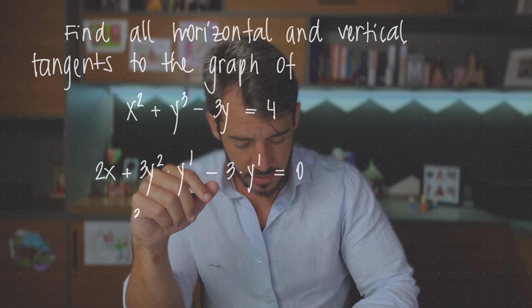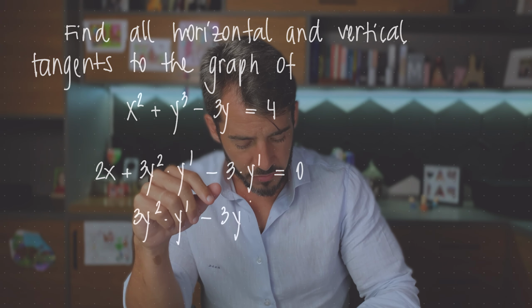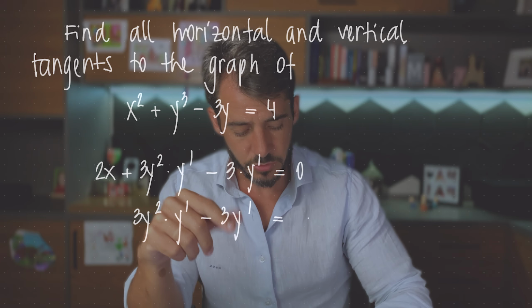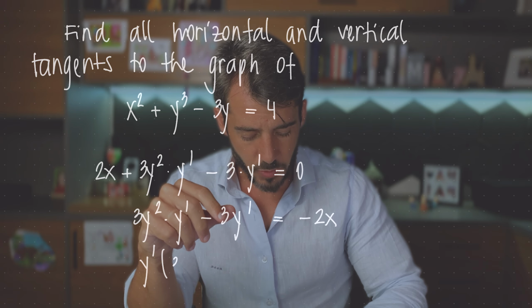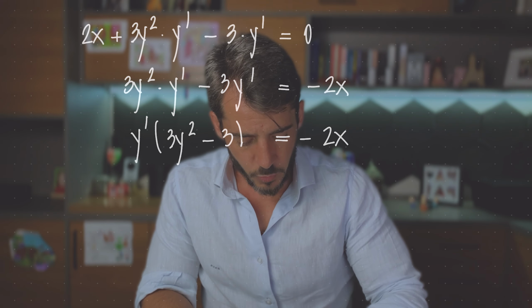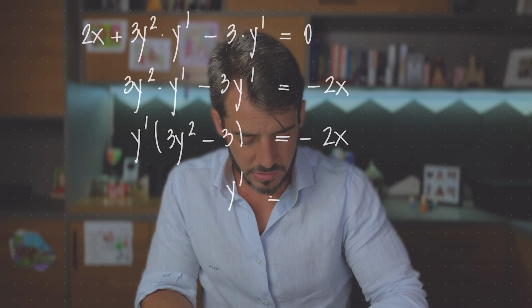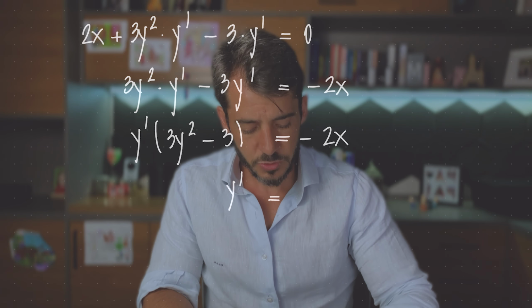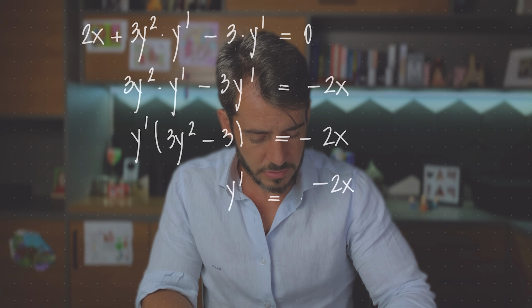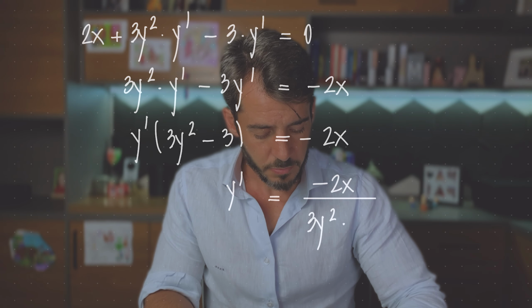Now we should move every term that does not include y prime to the right, factor out a y prime, and right here we can and should divide both sides by 3y squared minus 3, which gives us negative 2x over 3y squared minus 3.